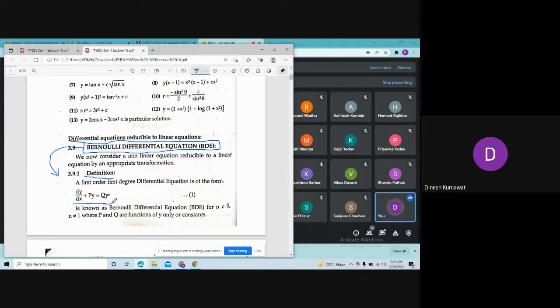Now compare this with the linear differential equation and check, do we have any difference between this and the linear differential equation? There is a small difference. What is that?